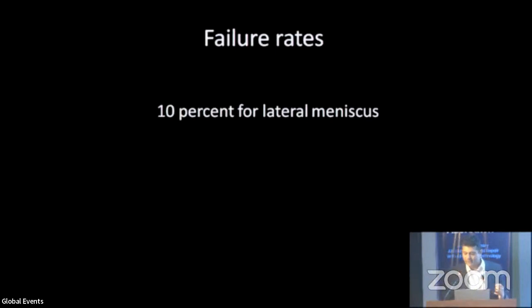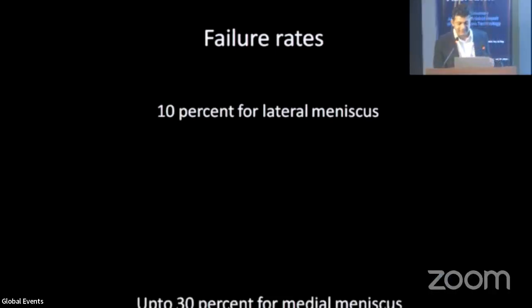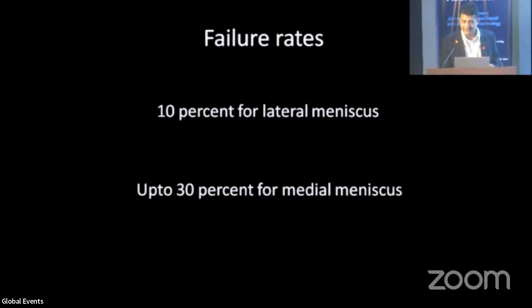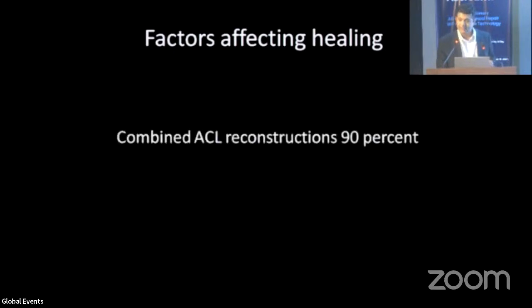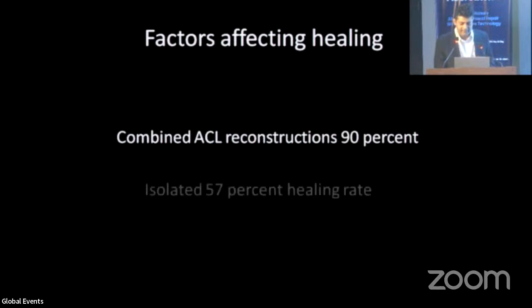What is the incidence of failure rates? About 10% of lateral meniscus repairs fail, whereas medial meniscus repairs fail in about 30% of cases. Factors which affect healing of meniscus repairs: a combined ACL reconstruction with the meniscus repair has been shown to have a better effect, maybe because the biology is enhanced with all those bone marrow and osteogenic substances inside the knee joint after the reaming of the ACL tunnels.